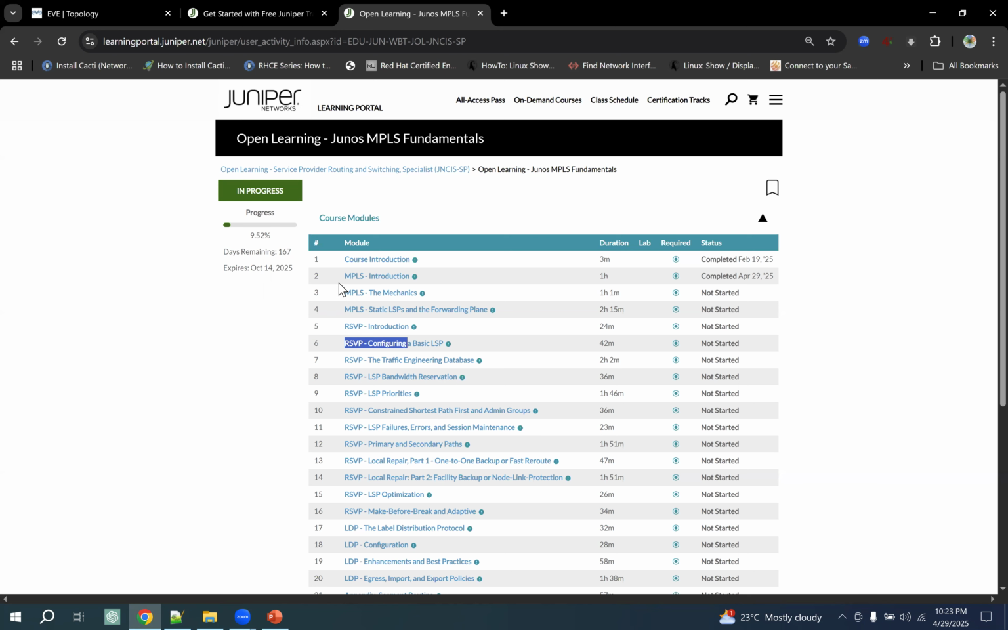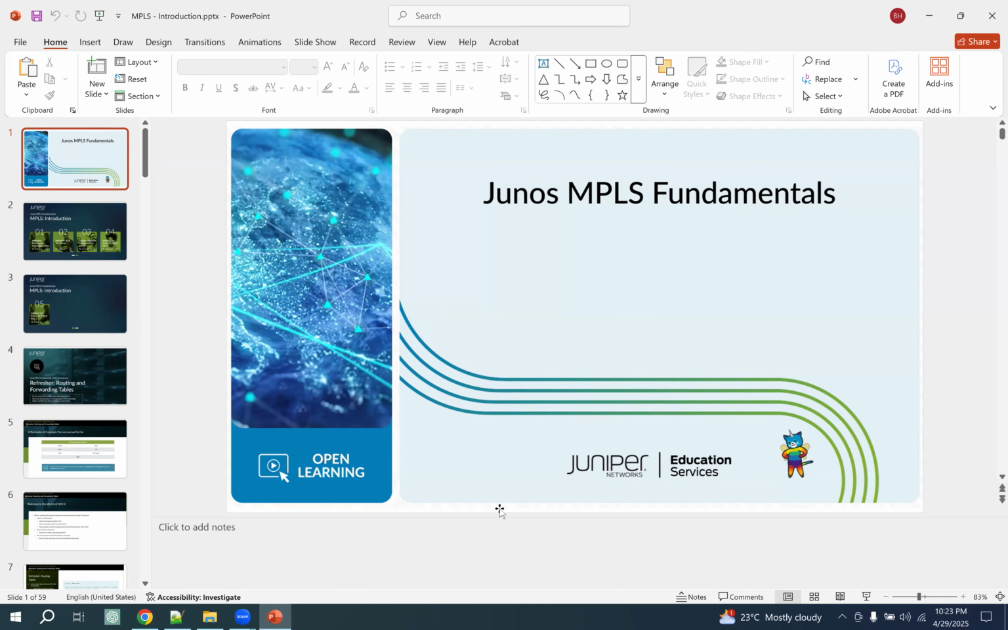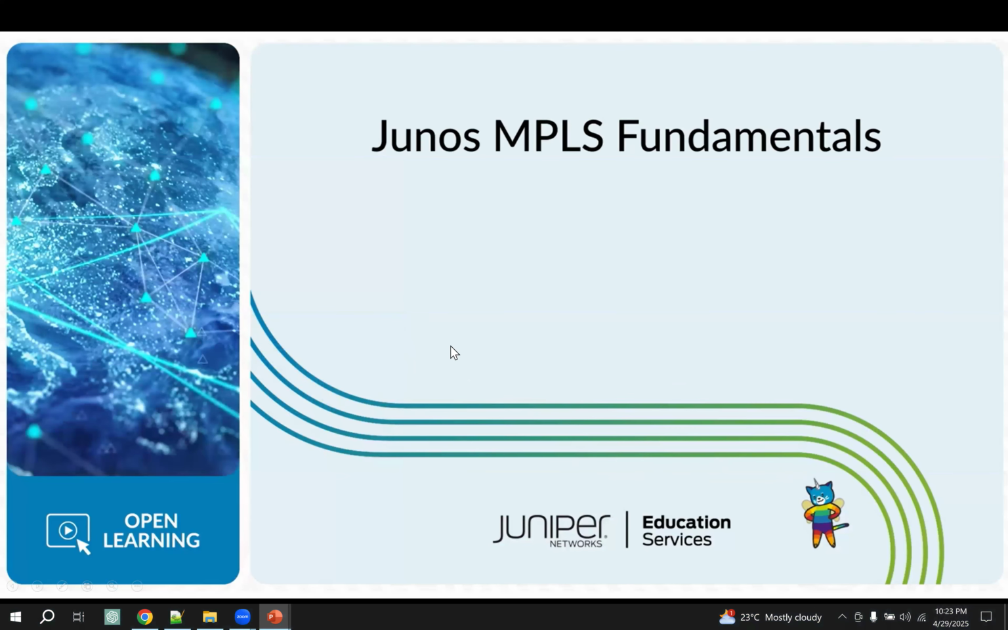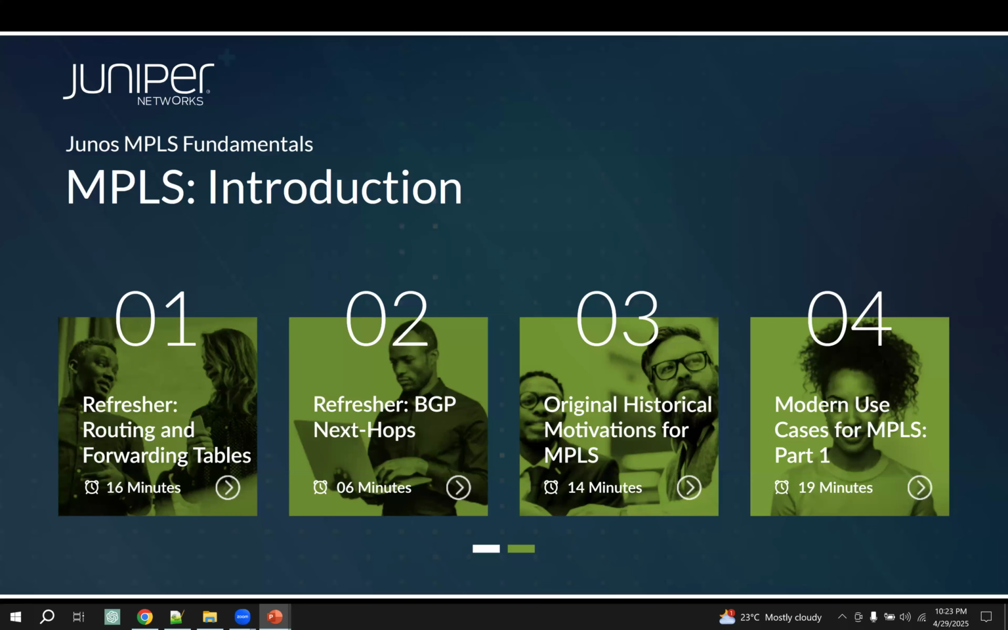Today's topic is MPLS introduction. I think it's completely theoretical, but this understanding is very important. If you do not understand the theoretical concepts, then it will be difficult to deploy MPLS in your organization or in your lab device. MPLS introduction has five sections actually.